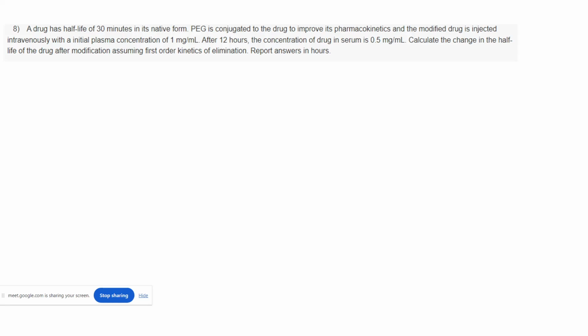Okay, so here is the numerical question that was there, I think, in the first or second assignment. A drug has a half-life of 30 minutes in its native form, and PEG is conjugated to the drug to improve its pharmacokinetics, and the modified drug is injected intravenously with an initial plasma concentration of 1 mg per ml. After 12 hours, the concentration of the drug in serum is 0.5 mg per ml. Calculate the change in half-life of the drug after modification, assuming first order kinetics of elimination. What do you think the correct answer would be here?